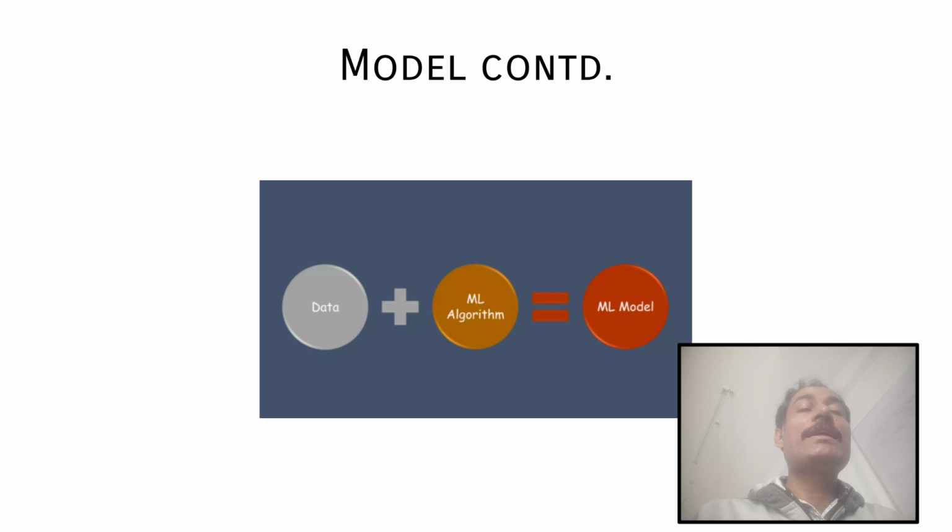And here is a very simple pictorial view of how the model is generated. We consider data, and along with the data we apply some machine learning algorithms. After applying the machine learning algorithm, we can derive the machine learning model, which is capable of predicting any unforeseen data.